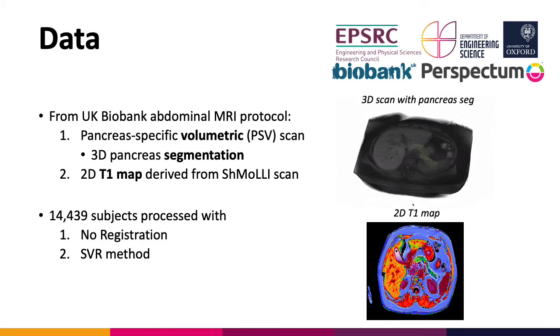downstream. For this work, we used two scans from UK Biobank. The first is a pancreas-specific volumetric scan, for which we had available 3D automated pancreas segmentations from segmentation work that we presented last year. We also used a quantitative 2D T1 map derived from the shortened MOLLI scan. 14,439 subjects with both scans available were processed using no registration and our slice-to-volume registration method.